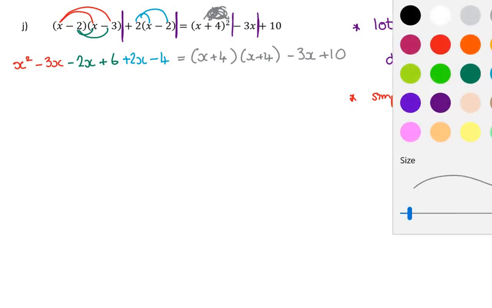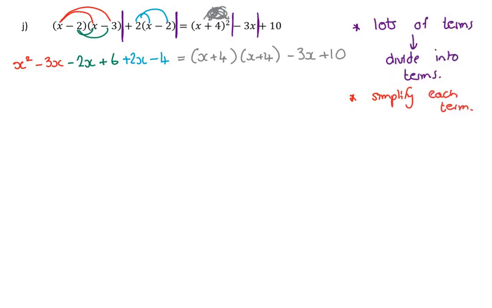So if I add up my like terms on the left hand side, just to make it more neat, this is x squared, then that is minus 5x, plus 2x is now minus 3x, and 6 take away 4 is 2.